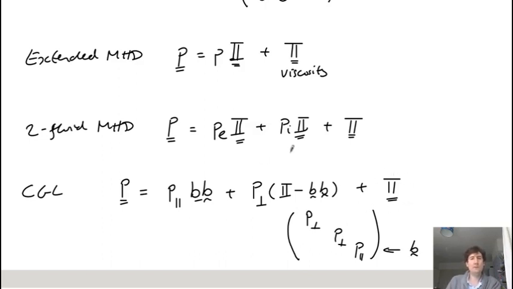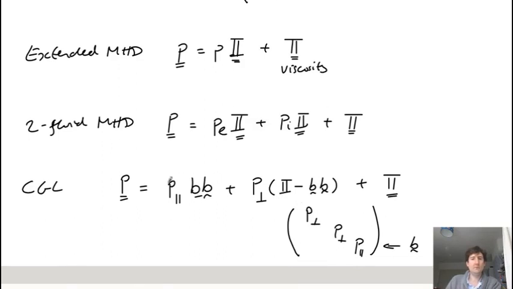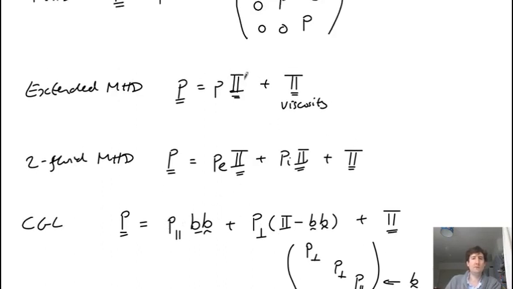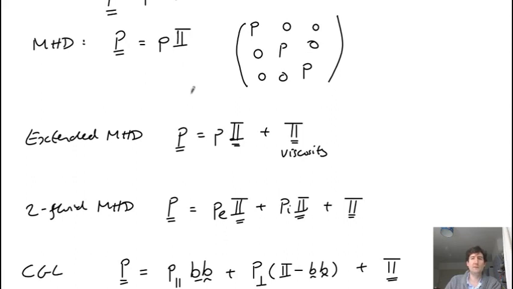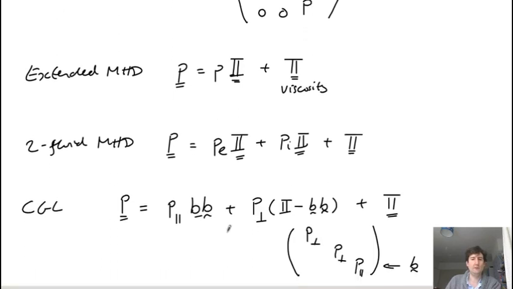So when does this need to be used? So when is this valid? Or particularly when does the MHD approximation break down? So when can we assume that the pressures are isotropic, and when are they not isotropic?